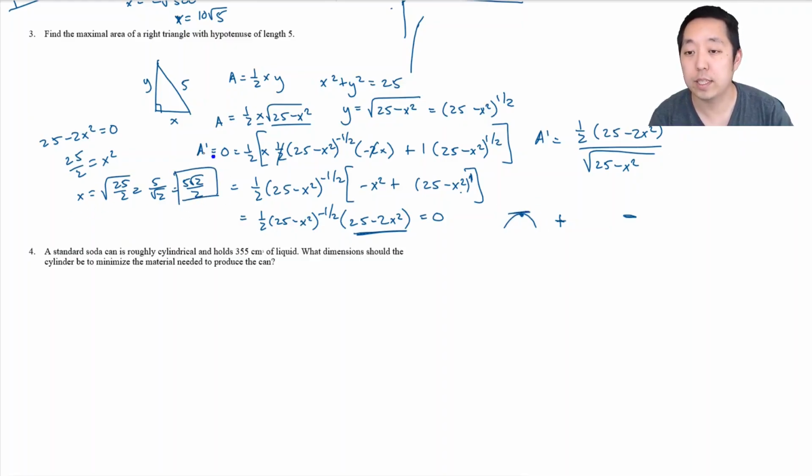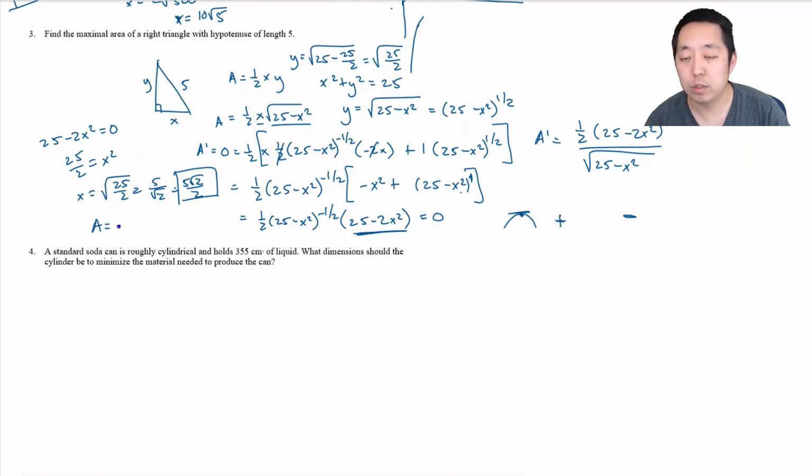So that's that. The y value would equal root 25 minus this squared, which would be 25 over 2. So that's also root 25 over 2. So x and y are equal, which should make sense. It's kind of symmetric. So the area is going to be equal to 1/2 root 25 over 2 times root 25 over 2. And that's 25 over 2, 25 over 4. Okay.